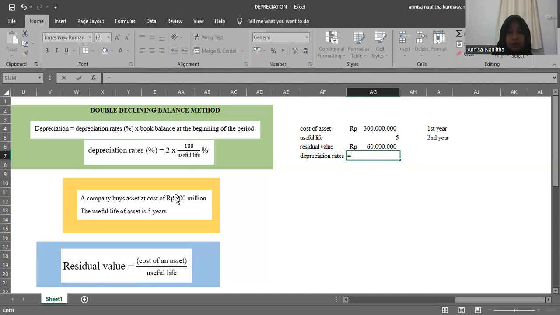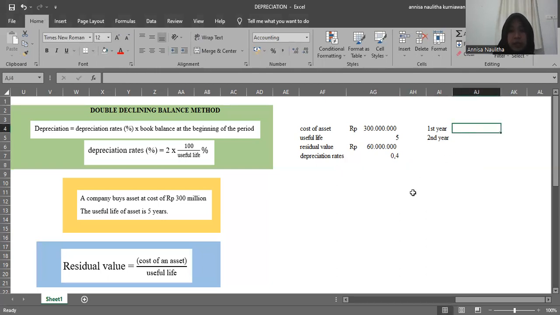And the depreciation rates, we can find it with this formula: 2 times 100 per useful life percent. And depreciation rates is 0.4 or 40%.